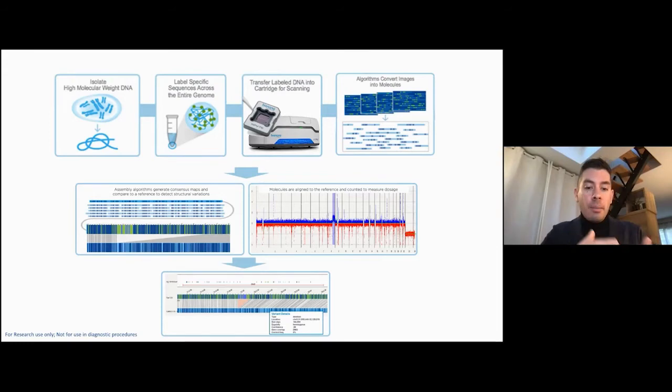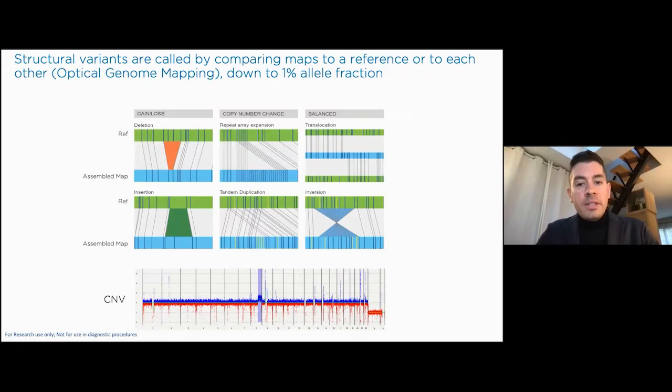And it is this step of map comparison that will identify any deviation in the labeling pattern that indicates the presence of a structural variant. This is how we represent the map alignment. We always represent the reference in green and the sample map in blue. Here you can see a deletion and an insertion, and we can detect that by measuring the shrinking or the increasing in the distance between the labels compared to the reference.